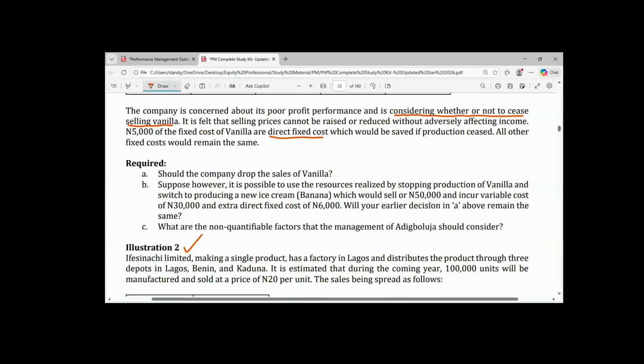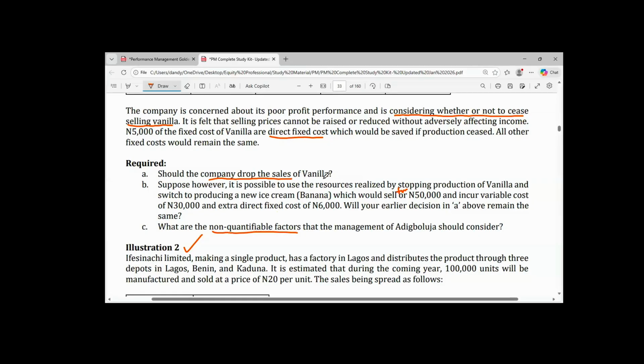B. Suppose, however, it is possible to use the resources realized by stopping production of vanilla and switch to producing a new ice cream, banana, which would sell for 50,000 naira and incur variable cost of 30,000 naira and extra direct cost of 6,000 naira. Will your earlier decision in A above remain the same? C. What are the non-quantifiable factors that the management of Adigboluja should consider?